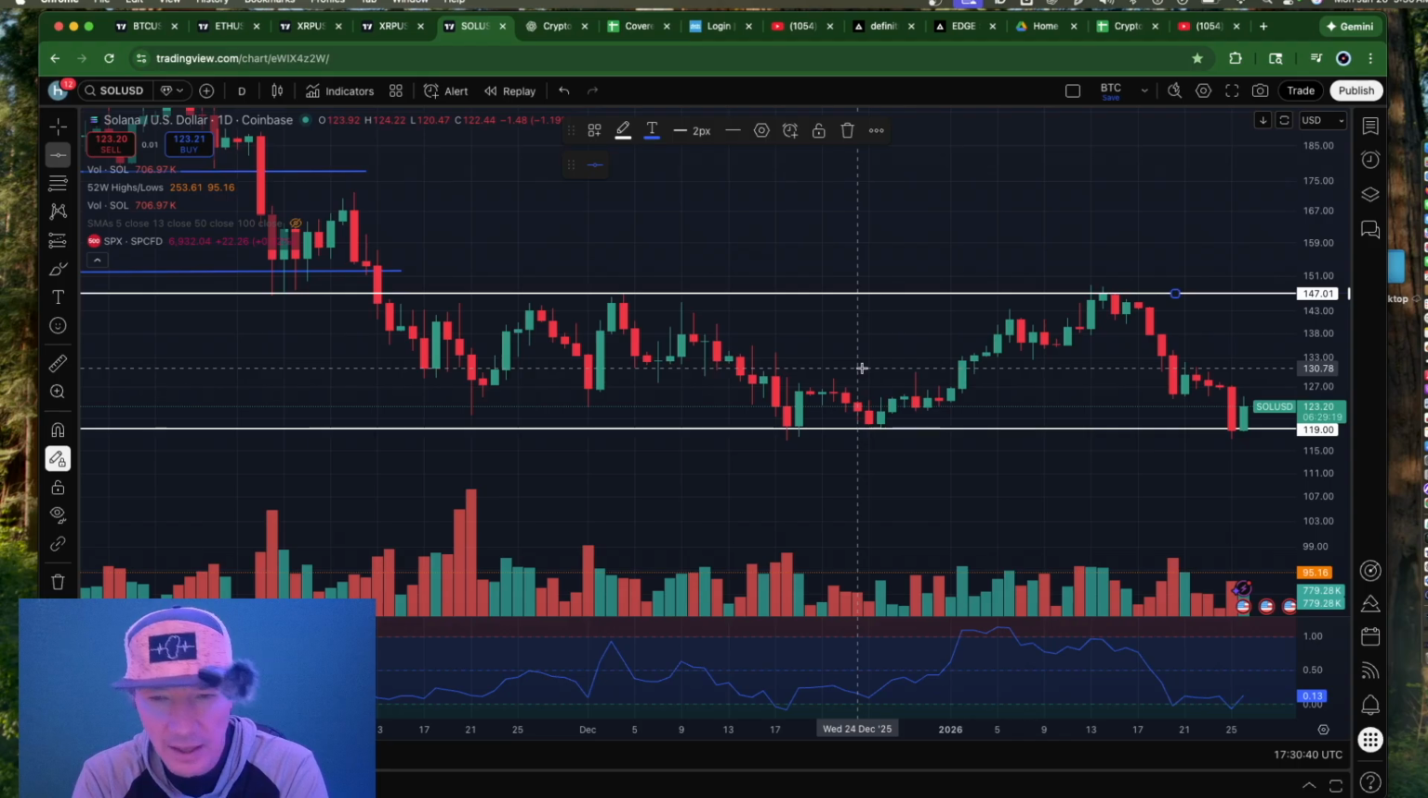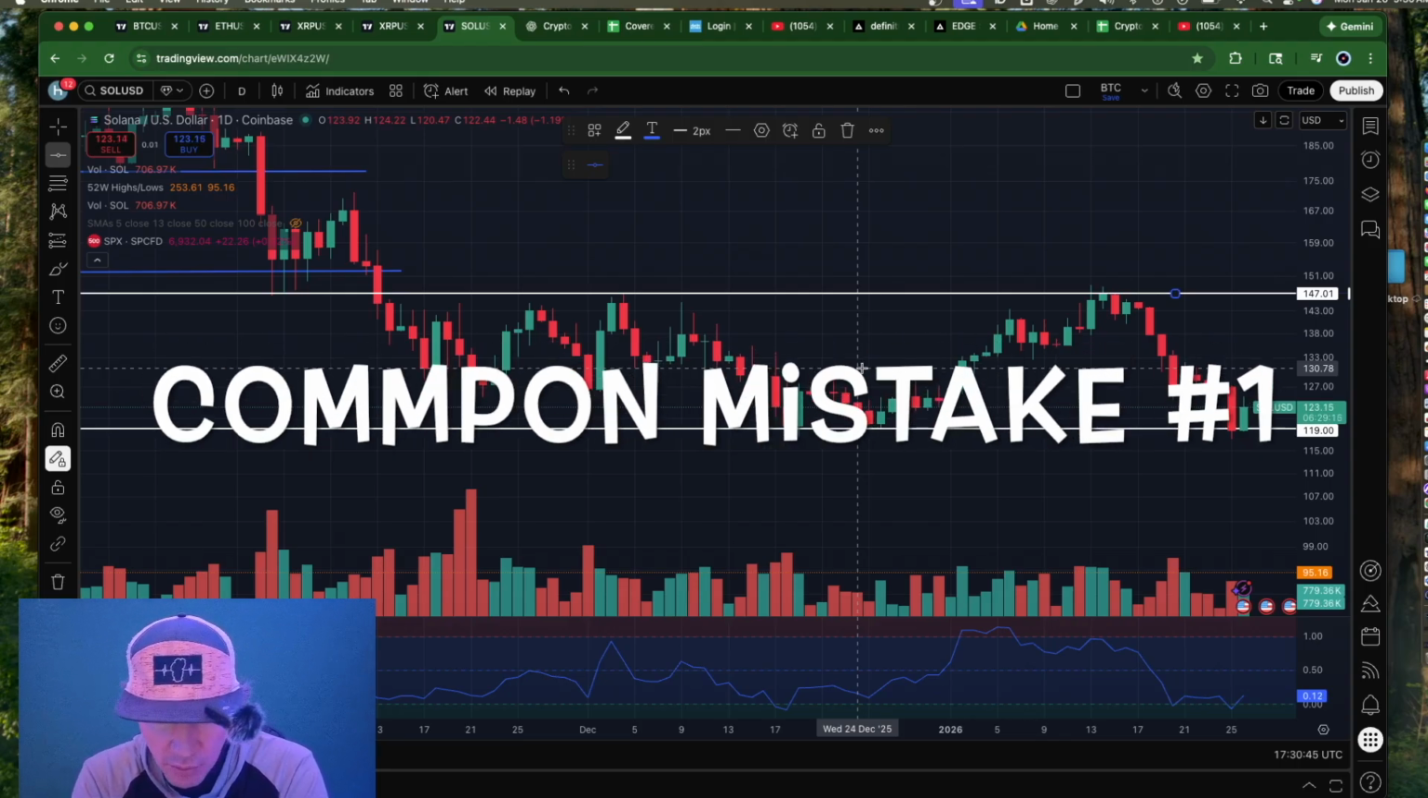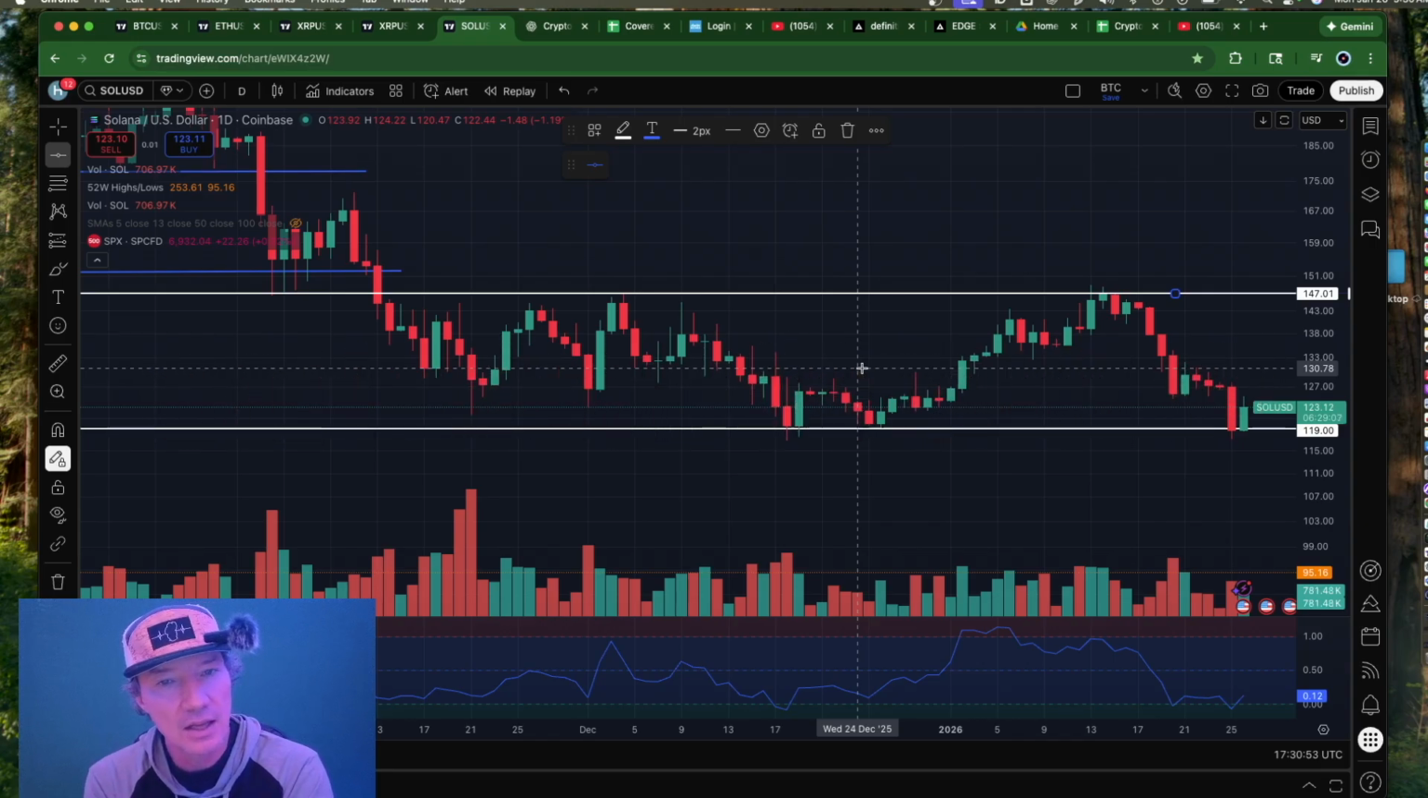Okay, number one, and here's a mistake. When you're drawing support and resistance on a chart and you're just kind of randomly clicking everywhere to try to make it up, that's a mistake. You've got to see at least, I would say, 2 to 5 spots that hit that line. Just don't sit there and randomly draw lines that look good. You've got to make sure it is an actual level.